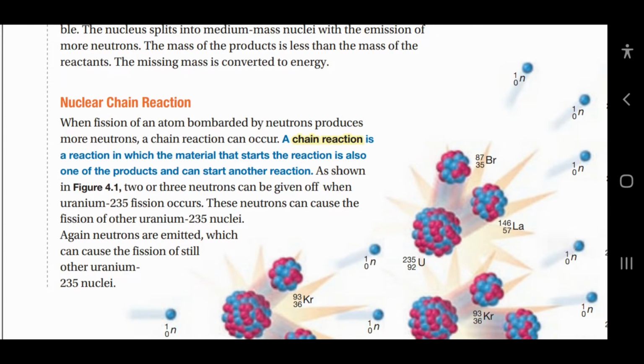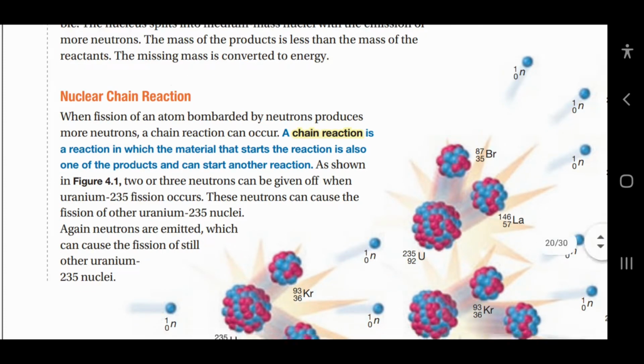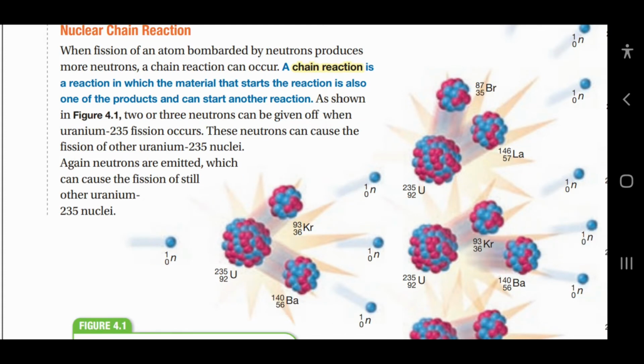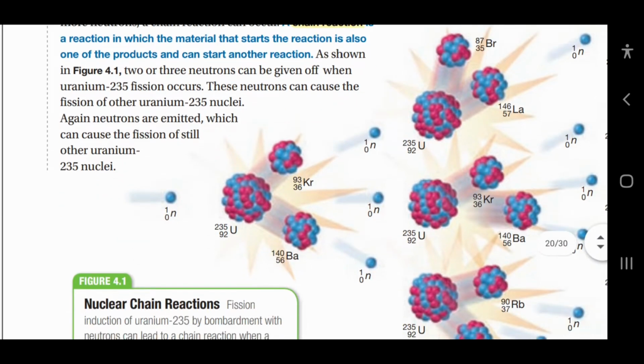Sometimes this atom, after being bombarded with the neutrons, will split, as we see here, uranium-235 splitting into krypton and barium. Then other neutrons are released to bombard other uranium atoms, and those atoms split into different other atoms, and so on.